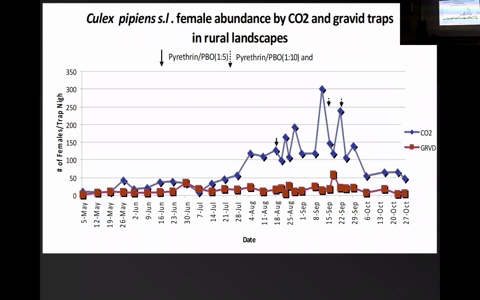And then much the same thing here, where we looked at, so that was in an urban area, and this is now in a rural area, where we really didn't see much decline in populations after ULV spraying.